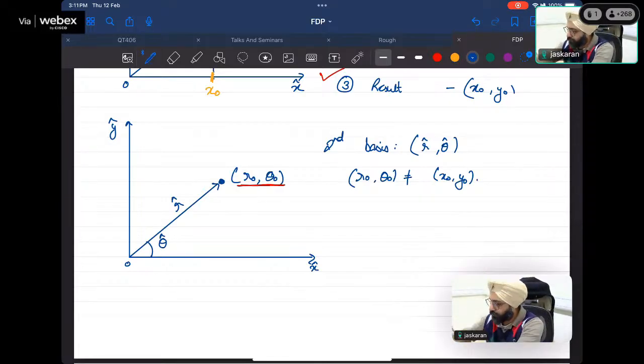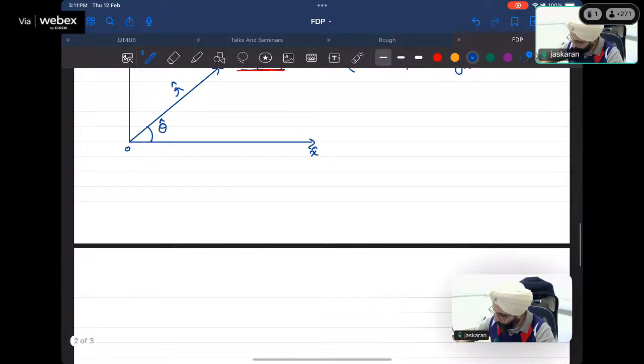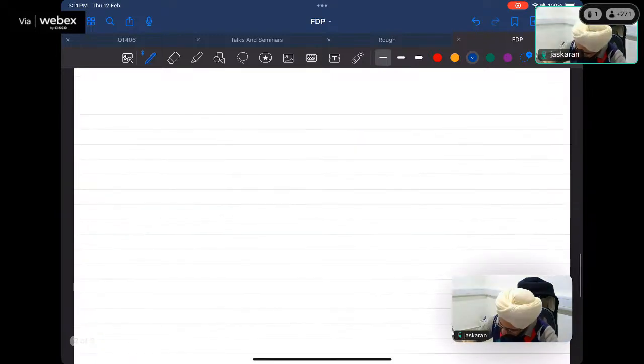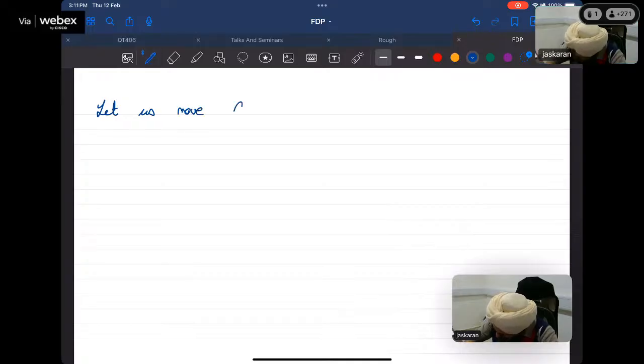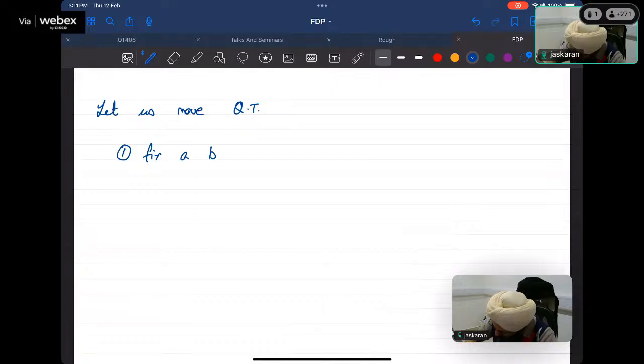So let us try and come to the quantum scenario, because that is what the talk is all about. Let us try and generalize this algorithmic way of implementing a measurement. How do we do that in quantum theory? So now the idea is, let us move to QT. First we need to fix a basis. So step one, fix a basis, same as before.